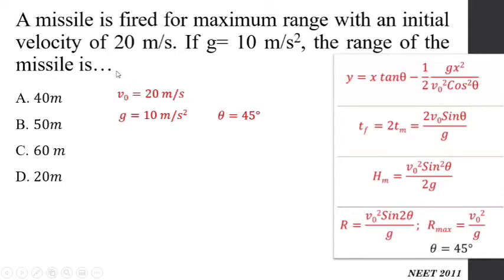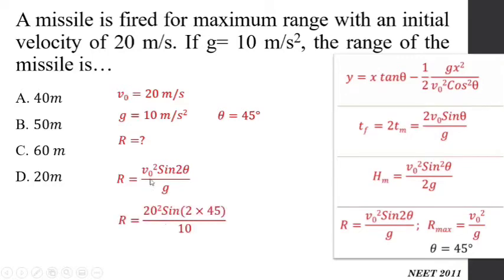The range of the missile is. That means we need to find out the range of the missile. If you want to find out the range, you should use this formula, that R is equal to V0 square sin 2 theta by g. So theta is 45 degrees, and if you put 45 degrees over here, this becomes sin 90, and sin 90 will be equal to 1. So by putting V0 equal to 20 and g equal to 10, we will get 400 by 10, which is equal to 40 meters. That means this missile will reach up to a distance of 40 meters. So the correct option is A.